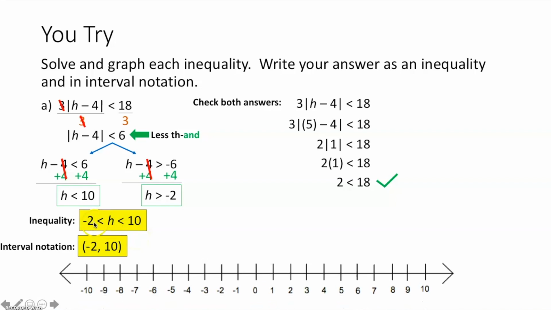Done. Let's graph it. So up here, I start with negative 2. Since there's no equal sign, I put an open circle at negative 2. With 10, there's no equal sign, so I put an open circle at 10. Since it's that and compound inequality, I shade in between those two endpoints, and I'm done.